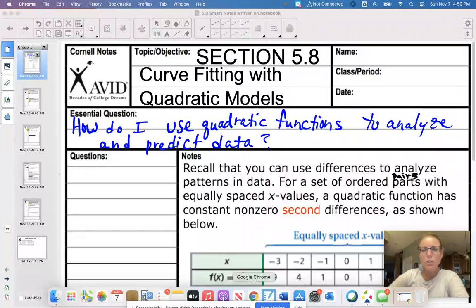Section 5.8, curve fitting with quadratic models. Please write down the essential question. How do I use quadratic functions to analyze and predict data?